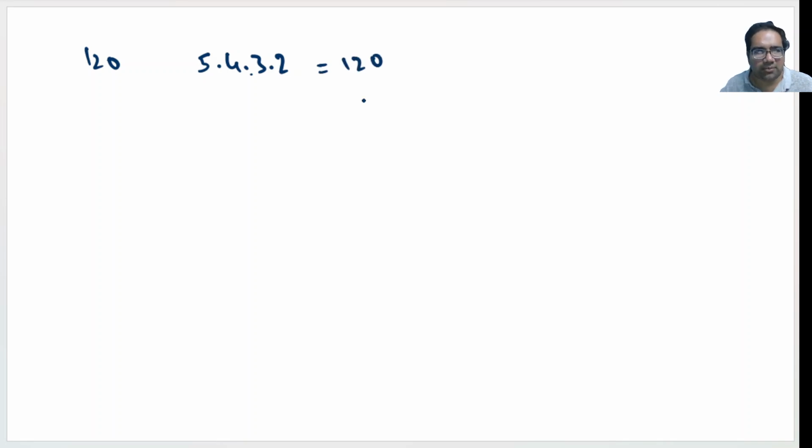That means if a number is divisible by 120, it has to be divisible by 5 also, 4 also, 3 also, 2 also. So here the number given to us is n power 5 minus 5n cube plus 4n. We should figure out a way to get 5, 4, 3, 2 in this.